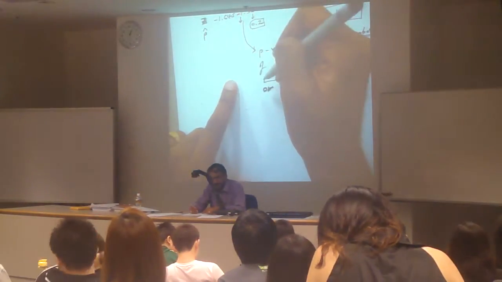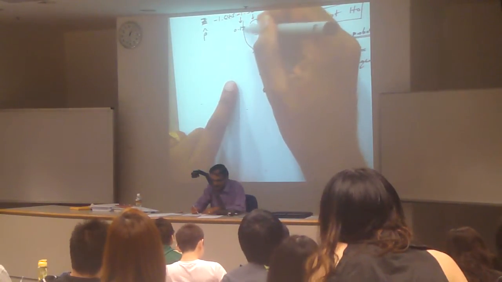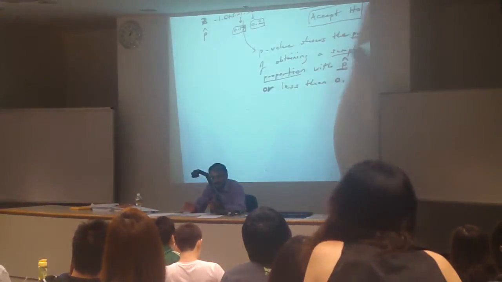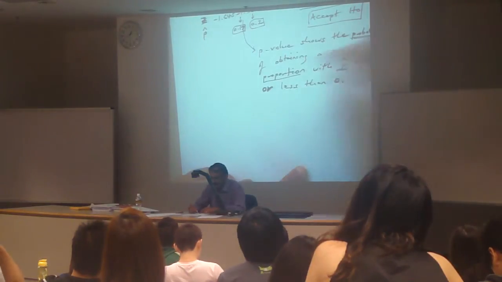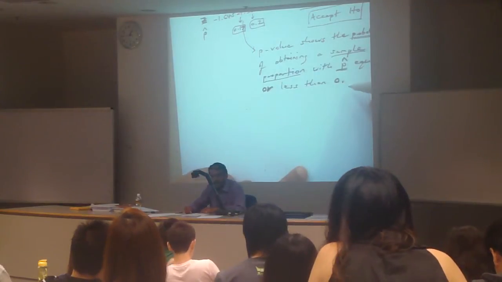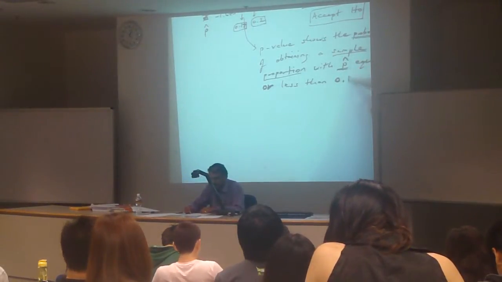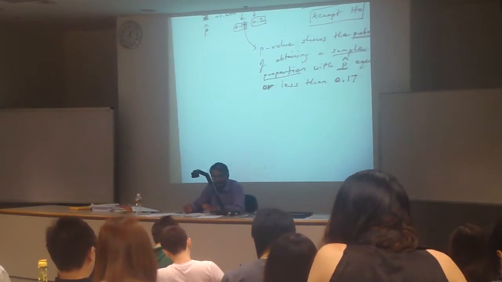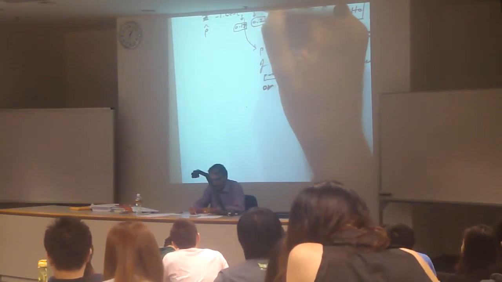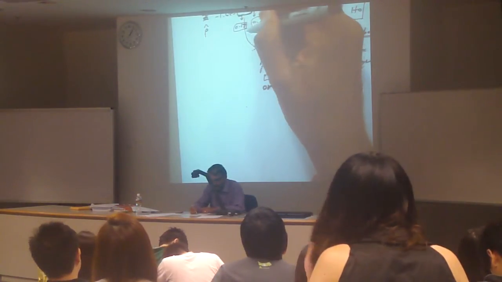1.3 is equal to 0.17. I'm so happy you can see how finally. If it is 0.17, you're looking for above or below. P value shows the probability of obtaining a sample proportion with P hat equal to or less than 0.17. This goes with 0.17, the shaded area? Yes or no? Negative 1.3 is equal to 0.17.